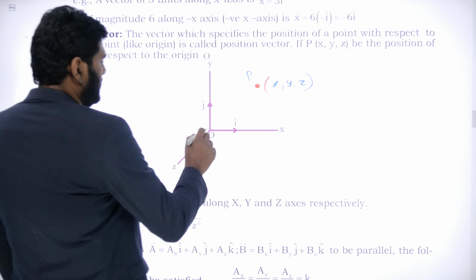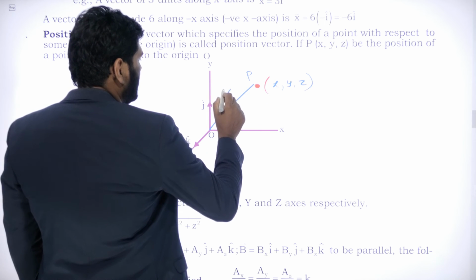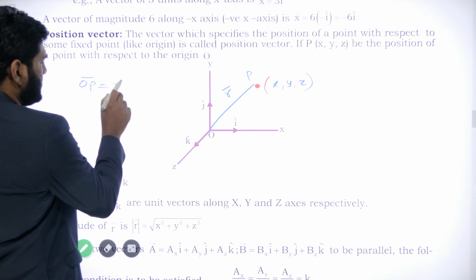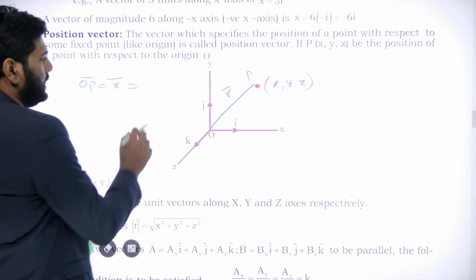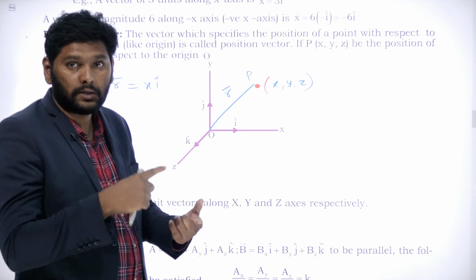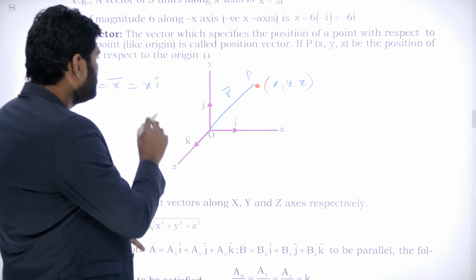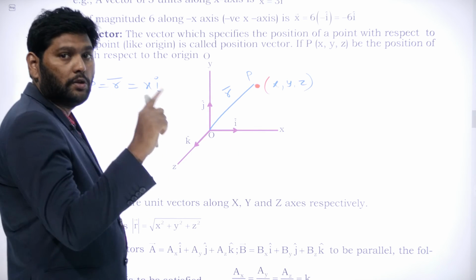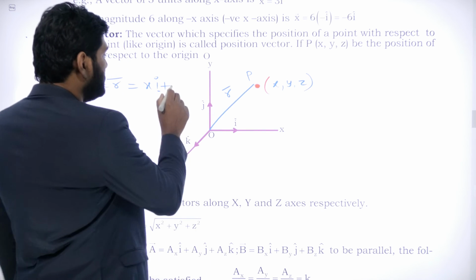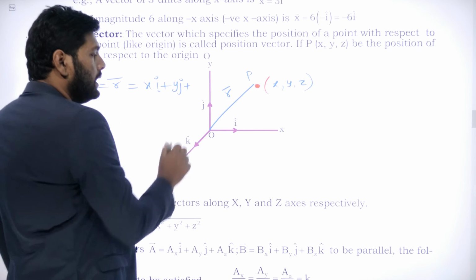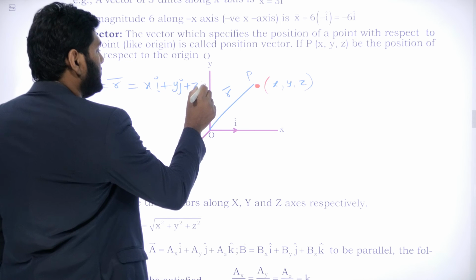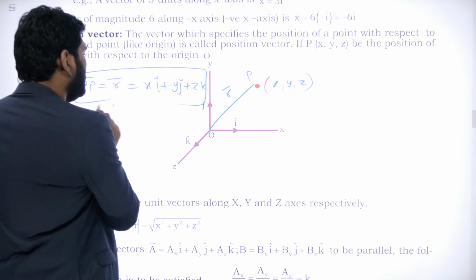We can write the position vector of P this way, as R bar. OP bar is equal to R bar. The R bar represents xi, because it has some x units in the x direction, and i is the unit vector in the x direction, plus some y units in the y direction, so yj. Similarly, it has some z units in the z direction, so it becomes zk. This is the way we represent the position vector.